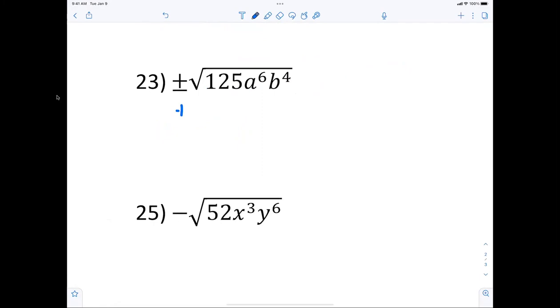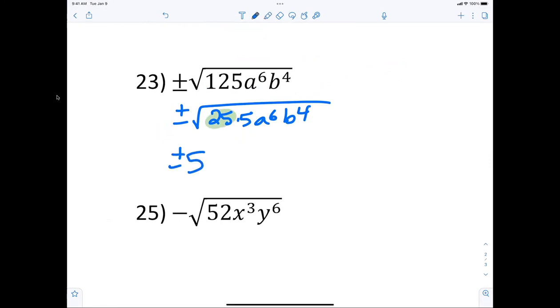Now 125, that breaks down to what? 25 times 5, a to the 6th, b to the 4th. So now the square root of 25 is plus or minus 5. a to the 3rd, b squared. What's left behind? Radical 5.